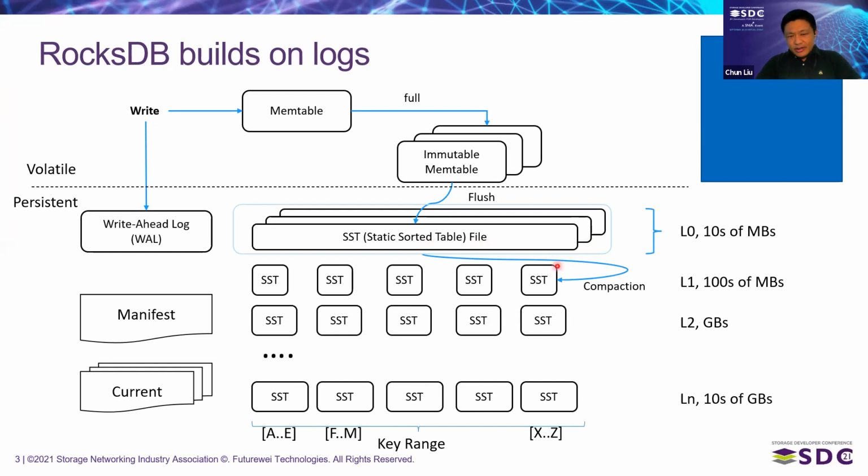When there are enough L0 files, RocksDB will merge sort those files into multiple L1 SST files, each file covering a particular key range. Those L1 files are also around 100 megabytes. The merge sort process is called compaction. The compaction process will happen for the rest of the levels, and some files can be several gigabytes in size. As you can see here, the write ahead log is a log, and all the SST files are logs as well, and those files vary in size.